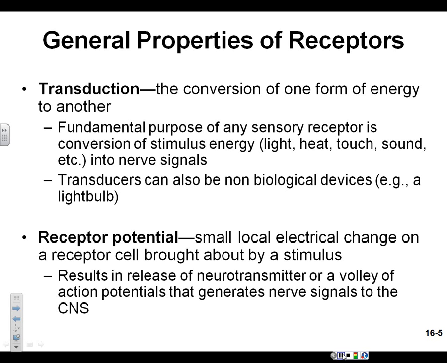Receptor potentials are local electrical changes that occur. Anytime we deal with the transmission of an impulse, we have to change the membrane permeability from a resting state that's at a negative millivolt to a positive state to generate an action potential.